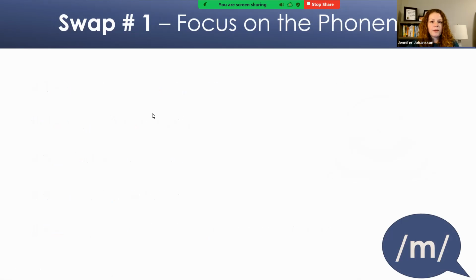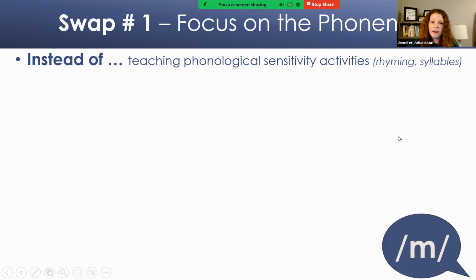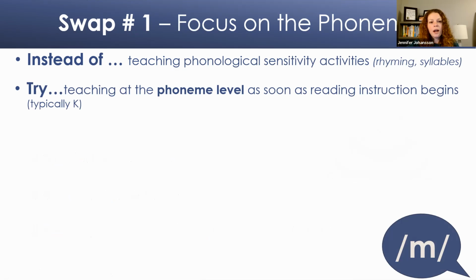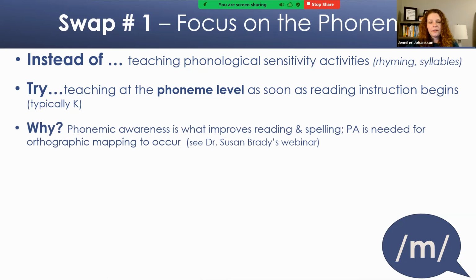So let's start with swap number 1. We're going to focus on the phoneme. Instead of teaching phonological sensitivity activities, such as rhyming and having kids clap syllables, try teaching at the phoneme level as soon as reading instruction begins. For most kids, that's kindergarten, could be preschool for some. But we spend a lot of time in kindergarten on phonological sensitivity activities that actually don't move kids along in their reading and their spelling.